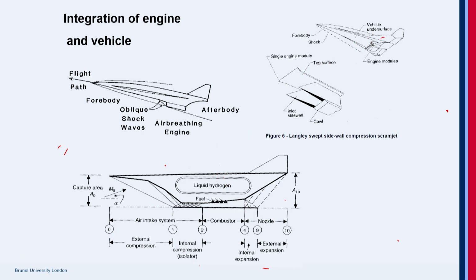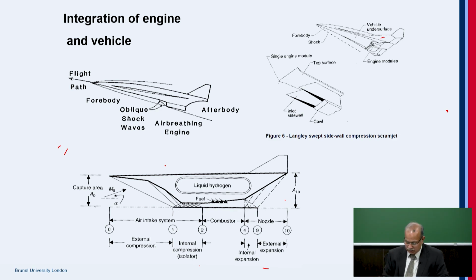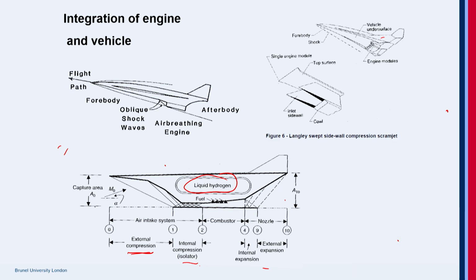And normally, when you look at scramjet engines, the combustion takes place at supersonic speeds. So you have high energy fuel, mostly cryogenic fuels like liquid hydrogen, the most promising candidate for combustion purposes. Here again you see a schematic. You have an external compression, internal compression, and then combustion taking place here, and then internal expansion and external expansion.